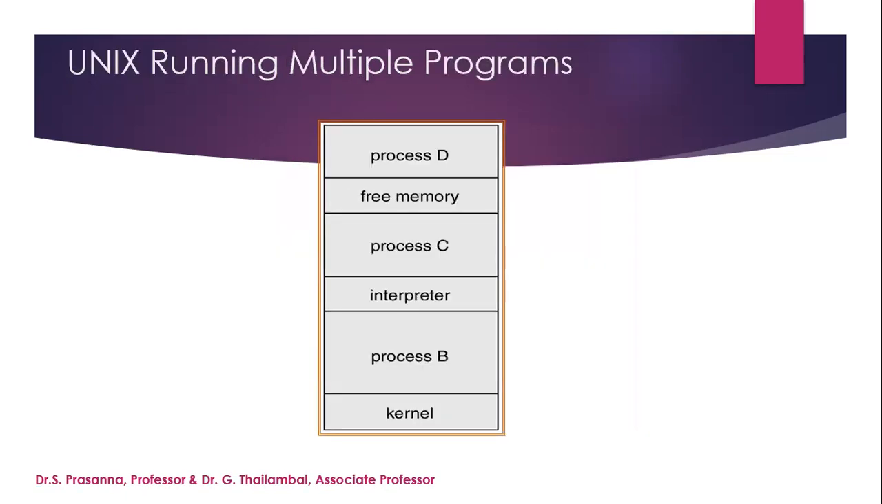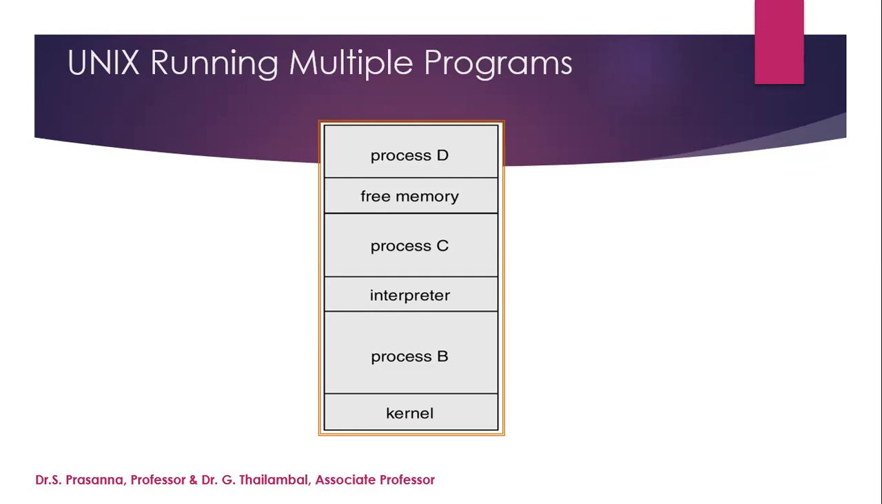Unix running multiple programs. What is the actual scenario inside the operating system when Unix runs multiple programs? The kernel is already loaded, and you will have any number of processes and free memories according to the diagrammatic representation. Three processes are actually running, because Unix is a multiprogramming system.